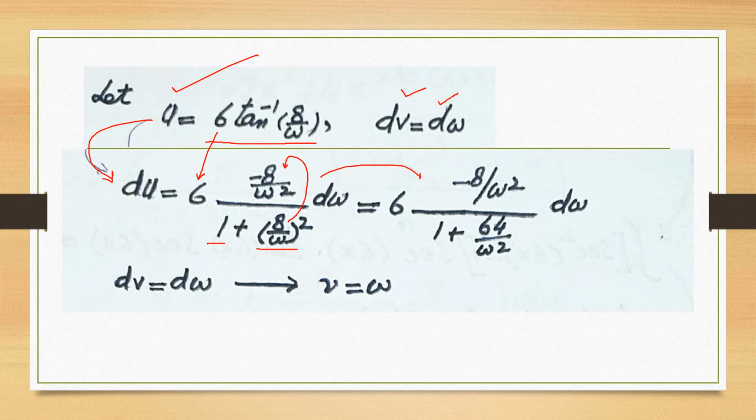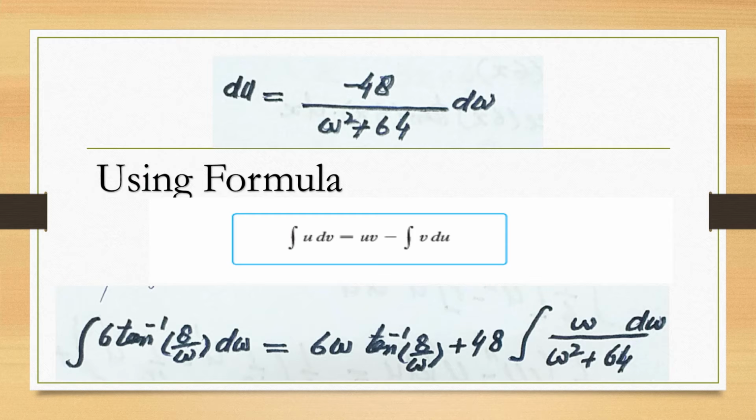Or we can write it as, from the other side, dv is equal to dw. This implies that v is equal to w. These values will be the requirement for the implementation of formula 3. Now du, after simplifying, we obtain is equal to minus 48 divided by w square plus 64, and this is formula 3. We have all these four values.